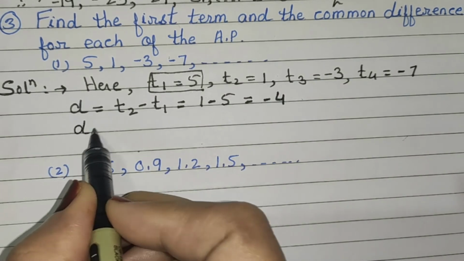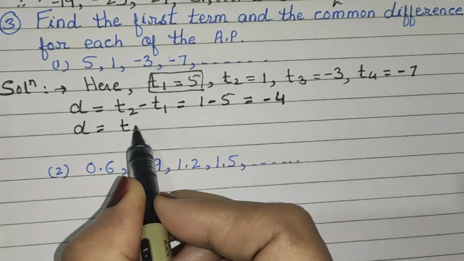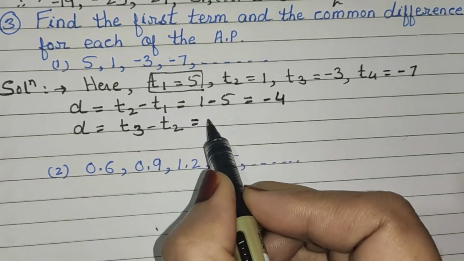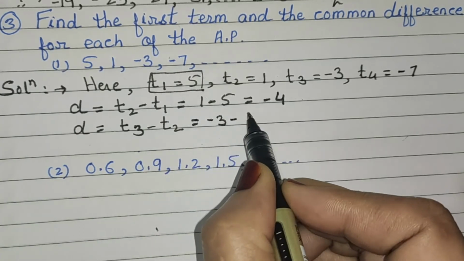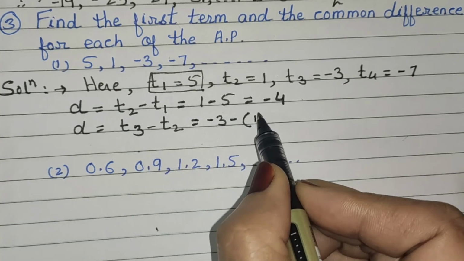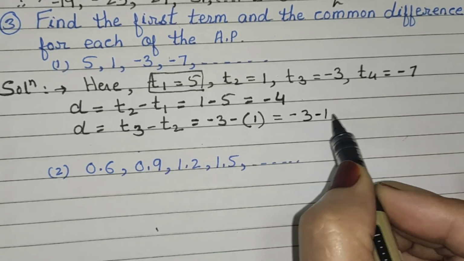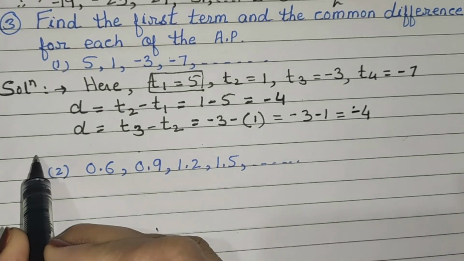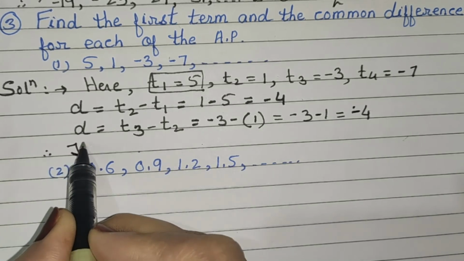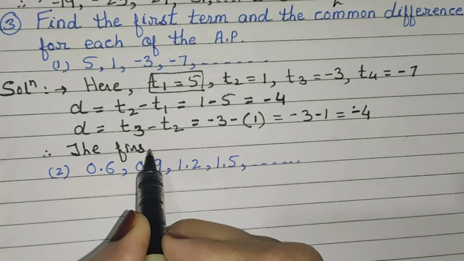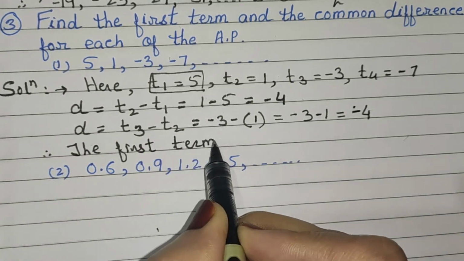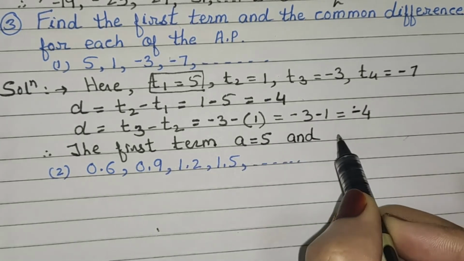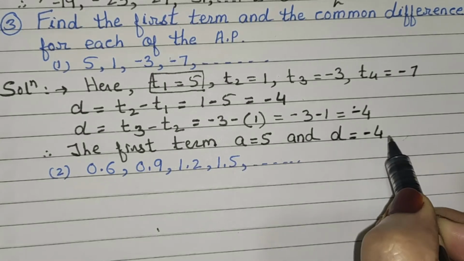Now T2 minus T1, next one T3 minus T2, we get again minus 4, and T4 minus T3, we get minus 4. Therefore we can write here D is equal to T3 minus T2, is equal to T3 is minus 3 minus T2 which is 1. Therefore minus 3 minus 1, we get here minus 4. Write down the answer. The first term A is equal to 5 and D is equal to minus 4.